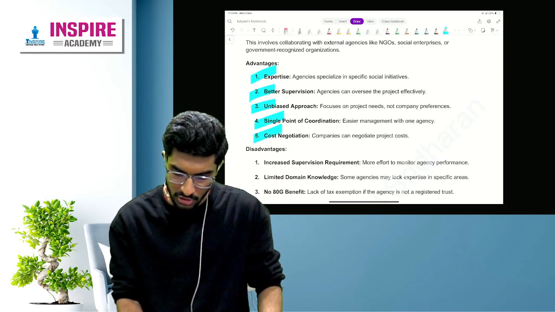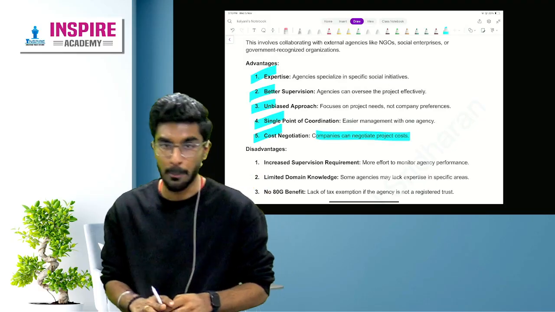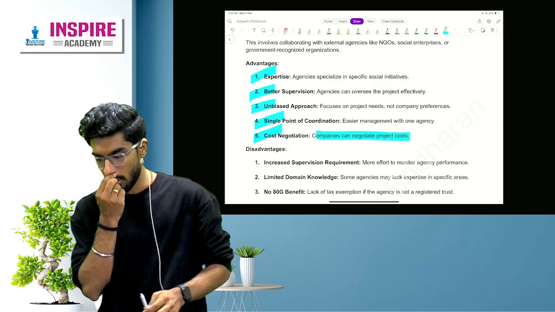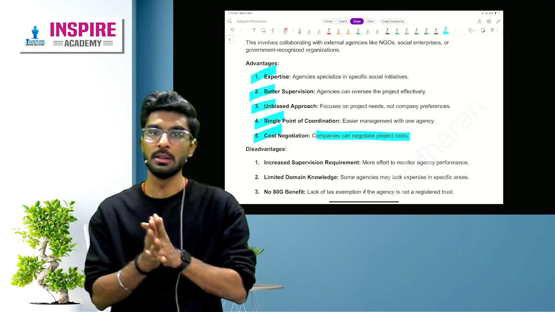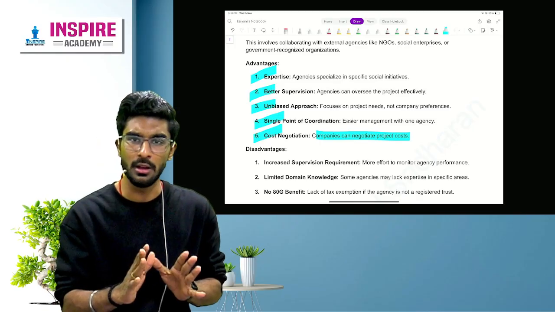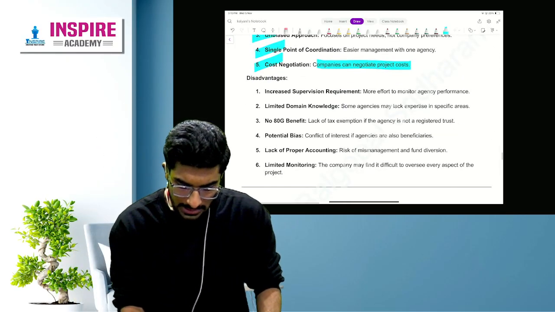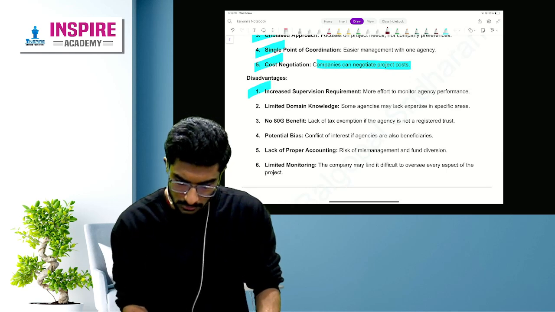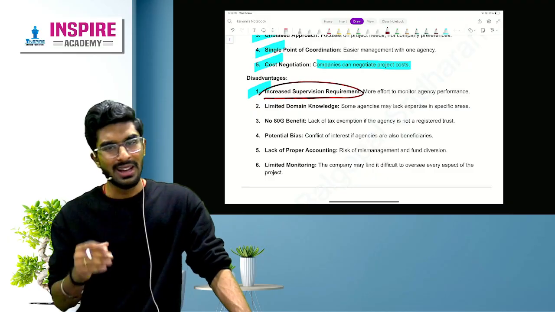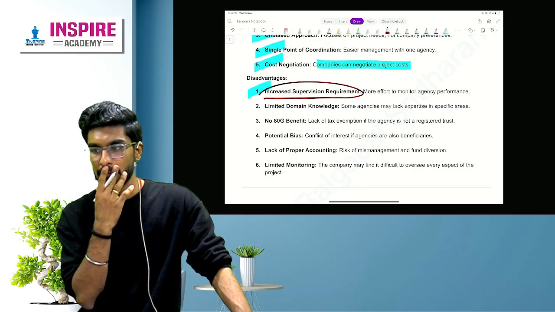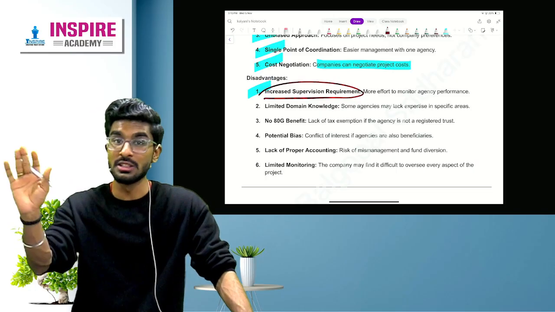Next is cost negotiation. Companies can negotiate project cost. Yes or no? You have the upper hand over that. So if the implementing agency is saying that we require 100 crores to implement this, you might bargain it till 90 crores, 90 lakhs. Yes or no, people? Then what are the disadvantages? Increased supervision requirement, which means what? Even though you're going to hire a third person, there might be a level of negligence on the part of the third party because it's not their money, it's your money that is at stake.